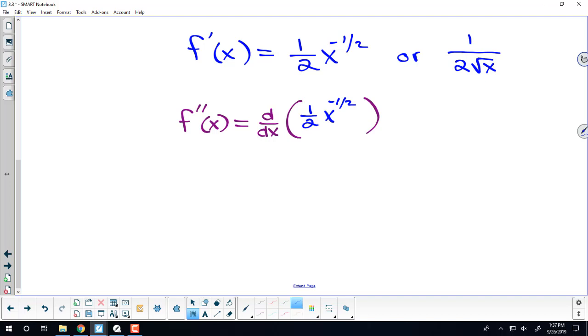So what is the derivative of 1/2 x to the negative 1/2? Say that again. 1/4 times x to the negative 3/2. What do y'all think? Shouldn't it be negative 1/4? Negative 1/4? Yes. Yeah, because the negative 1/2 comes out front to multiply the positive 1/2. Yeah, there's our second derivative.